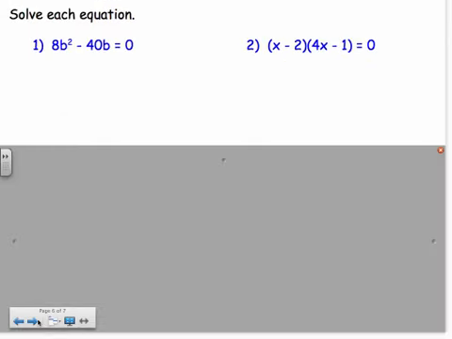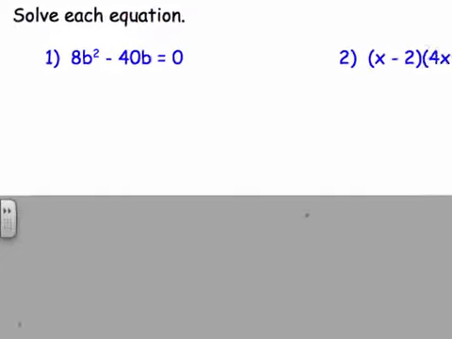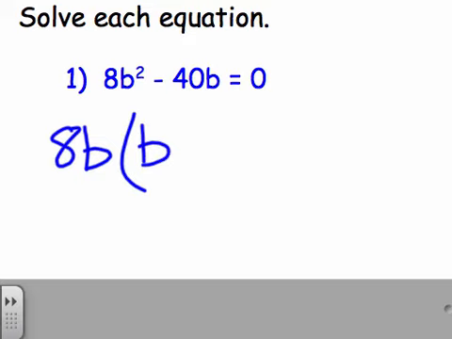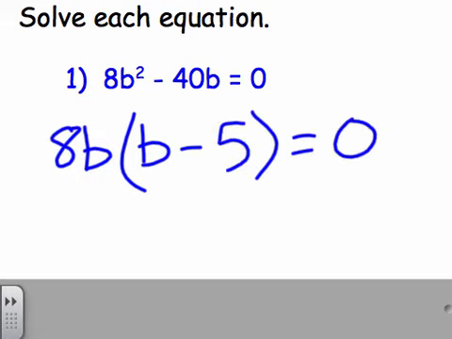Which brings us to a couple problems here. If I look at this first one, I don't know how to solve when there's a square in there, that b squared. So let's go ahead and let's try factoring. That's always a good method if you're not sure how to solve. See if you can factor anything out of there. Well, it looks like I can pull out an 8b, right? That's the GCF of those two. I'm left with a b right after I divide, and I'm left with 5, right? 40 divided by 8 is 5. The b's cancel, and that equals 0.